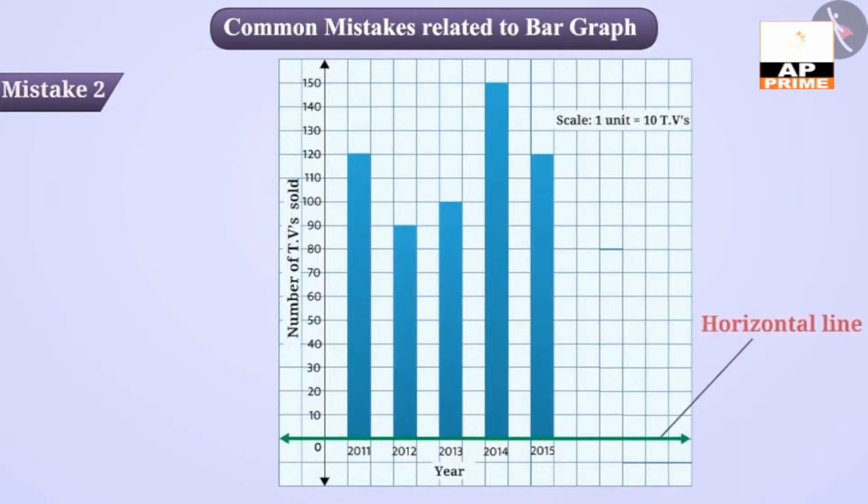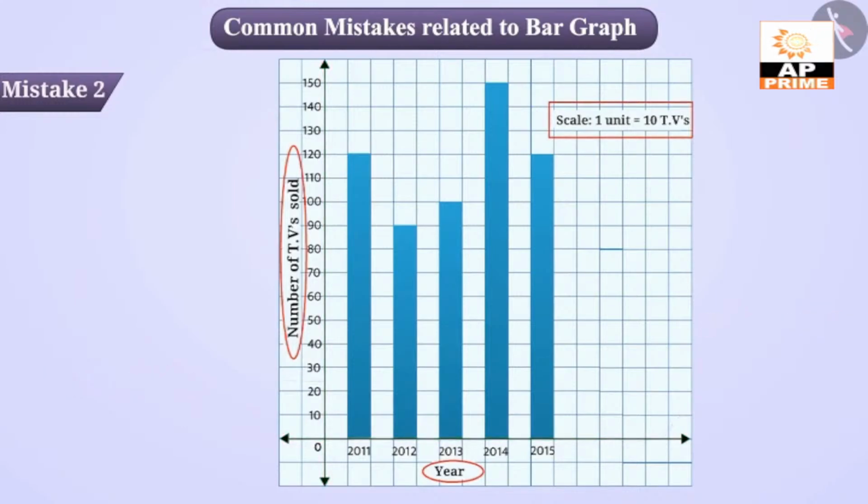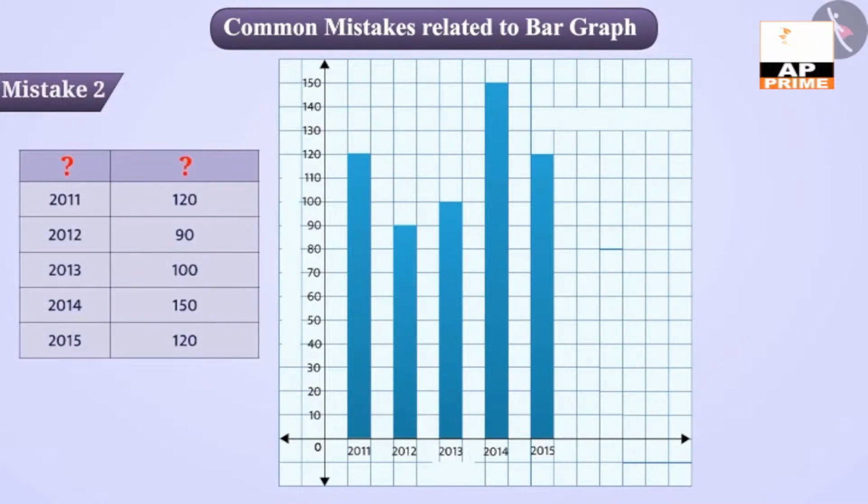Mistake 2. Some students fail to label the horizontal line and vertical line of the bar graph. Similarly, they fail to write the scale. Apparently, they do not consider it important enough to label the lines or write the scale, or they simply forget to write them. Due to such simple mistakes, it becomes difficult to obtain the desired information from a bar graph. Therefore, it is necessary to show the scale on the bar graph as well as the proper names of what is being taken on the horizontal and vertical lines.